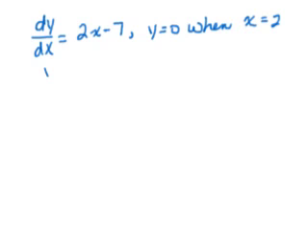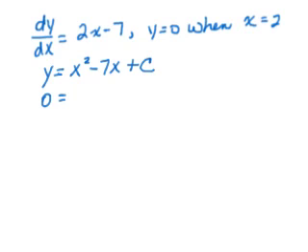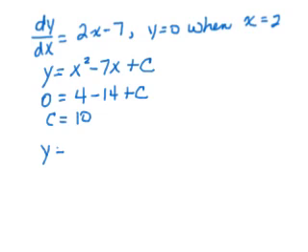So the antiderivative is going to be x squared minus 7x plus c. And then we substitute y is equal to 0 and x is equal to 2 into the equation. So y is 0, 2 is x, so that's a 4. And that means that c is going to be 10. Now, that's not our answer. Our answer is the equation once 10 is plugged back in, right here.